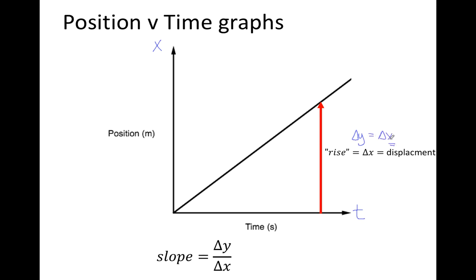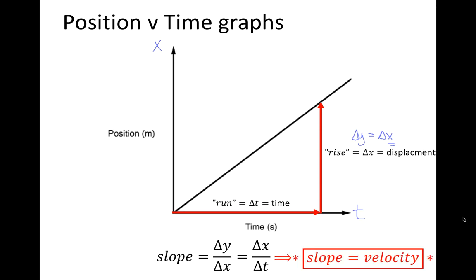We use x in this case to represent the position and not the x coordinate. Here the x coordinate is time, not position. The run, which is the change in the x-coordinate, again, I know that's confusing, is the time interval delta t. Substituting the relevant variables into the equation for slope, we see that slope is equal to delta x over delta t. And you should recall that delta x over delta t is the definition of velocity. Therefore, the slope of a position versus time graph is equal to the velocity of the object.